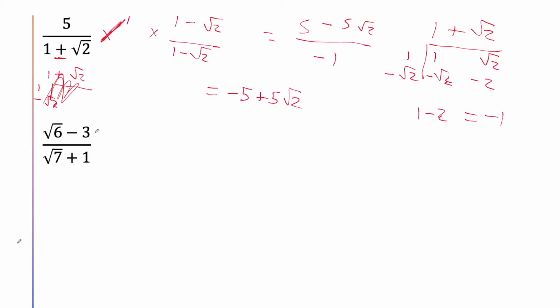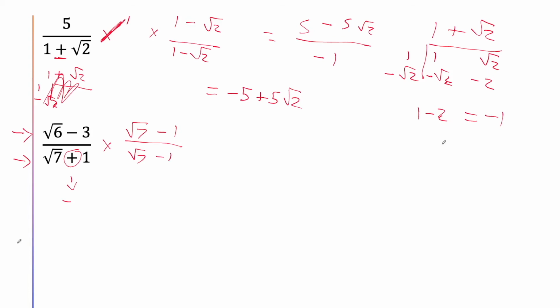Let's try it again in a different question. Here we have a root in the numerator, but remember that is completely fine. We just do not want any roots in the denominator. So we multiply the top and bottom by the denominator, except we flip the sign. So this is changed to a minus. So we multiplied by root 7 minus 1 over root 7 minus 1.